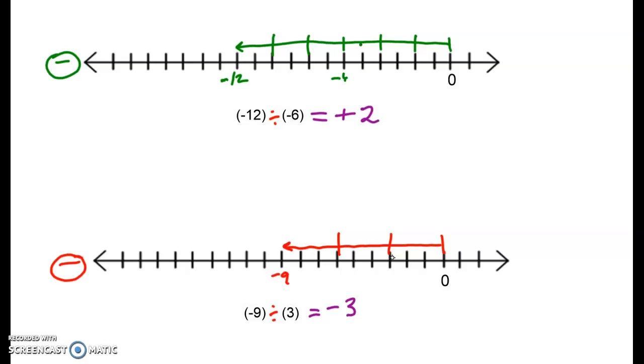And so we know that negative 9 divided by 3 is going to be 3. Now we need to also look at the signs. The negative divided by a positive will yield a negative 3. Okay, and let's go back and do the one other number line.